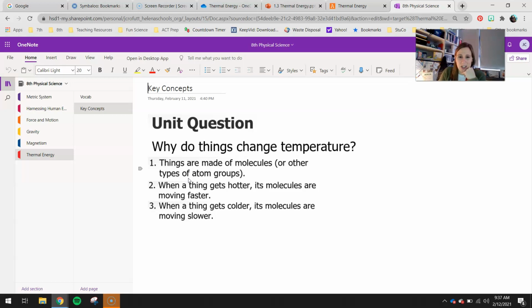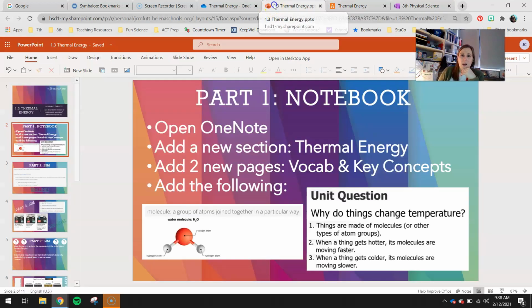And when a thing gets hotter, its molecules are moving faster. When a thing gets colder, its molecules are moving slower. Again, I really prefer the word matter. Okay, so when matter gets hotter, its molecules are moving faster. And when matter gets colder, its molecules are moving slower. Okay, so that's going to be your guys' concept of being able to describe that motion of molecules for samples of different temperature. All right, back to our lesson.